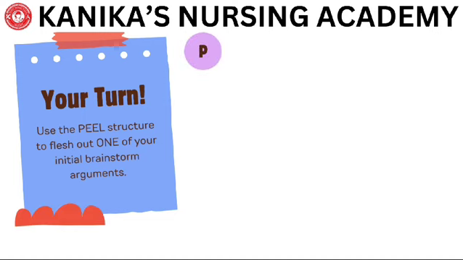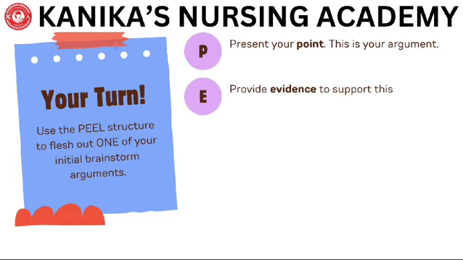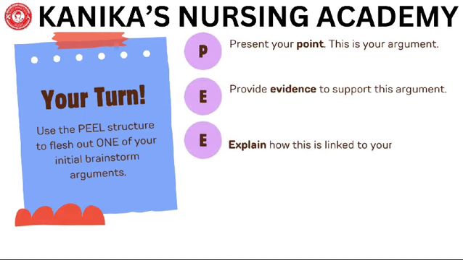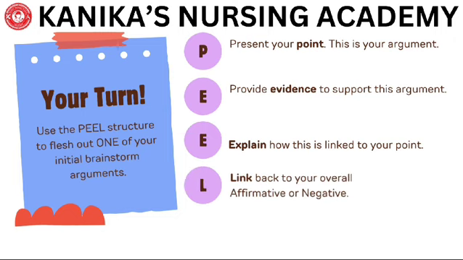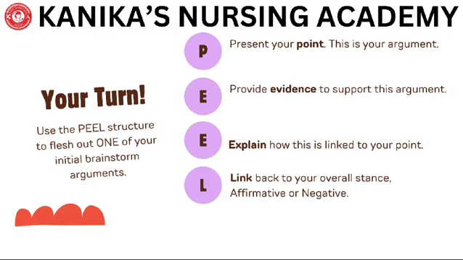Your turn. Use the PEEL structure to flesh out one of your initial brainstorm arguments. Present your point. This is your argument. E: provide evidence to support this argument. E: explain how this is linked to your point. L: link back to your overall stance, affirmative or negative.